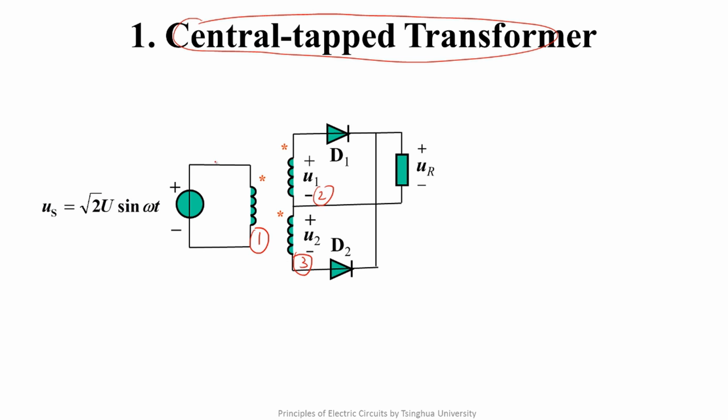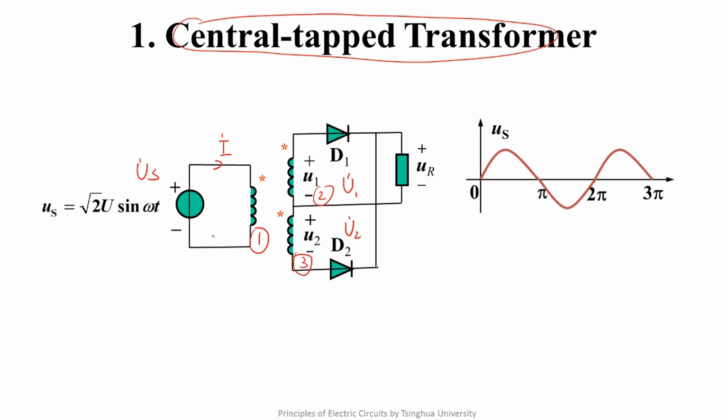For coil 1, the current lags the voltage 90 degrees, while for coil 2 and 3, the voltage leads the current 90 degrees. So US, U1, and U2 are in phase. Based on this discussion and combined with the dot convention, we can check the waveform of the load voltage from time domain. We assume that the power supply is a sine with zero initial phase angle.